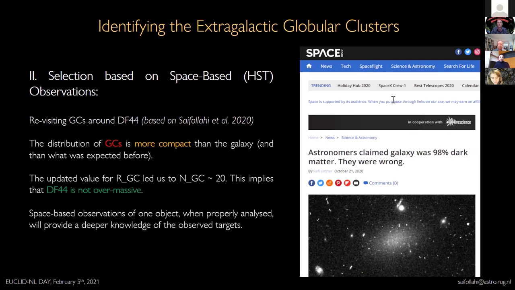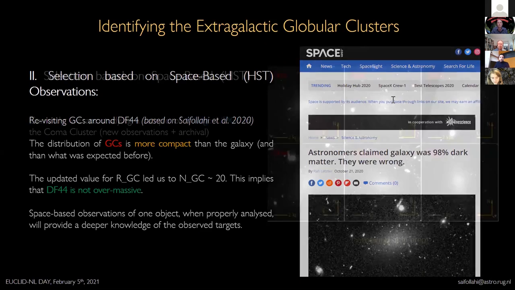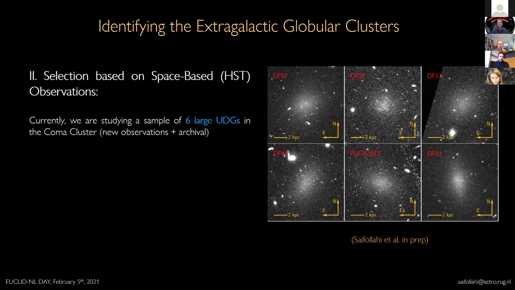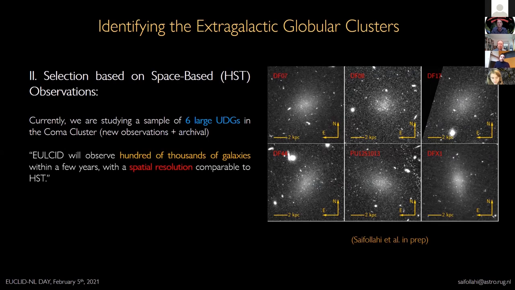Again, my message here is that space-based observations of just one object already gave us a lesson: these galaxies can have more compact systems of globular clusters, something that people have started to notice recently. We're also going to do this for 6 galaxies, including Dragonfly 44, again with a different data set, and that's what we are doing at the moment. So at this point, I want to say that Euclid has a spatial resolution comparable to HST, but it's not limited to a few sources.